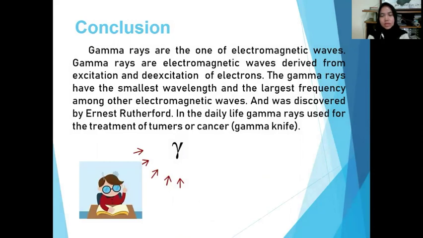At the end is the conclusion. The conclusion is gamma rays are one of the electromagnetic waves. Gamma rays are electromagnetic waves derived from excitation and de-excitation of electrons. The gamma rays have the smallest wavelength and the largest frequency among other electromagnetic waves, and were discovered by Ernest Rutherford. In daily life, gamma rays are used for the treatment of tumors or cancers, or the gamma knife.